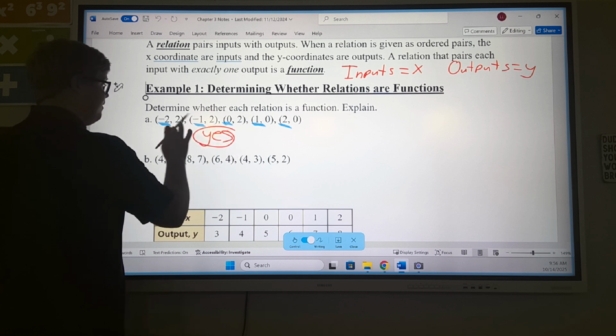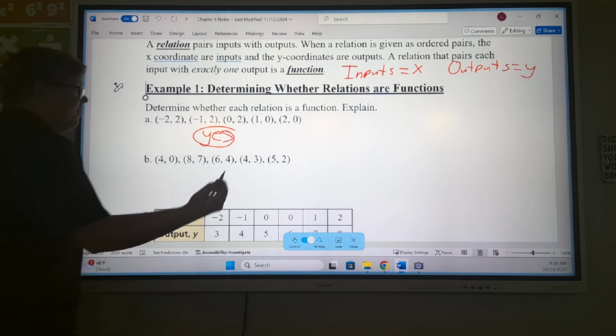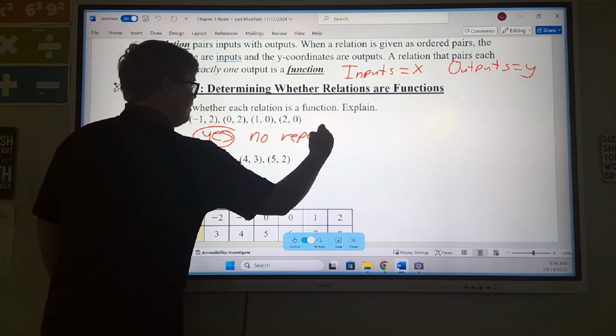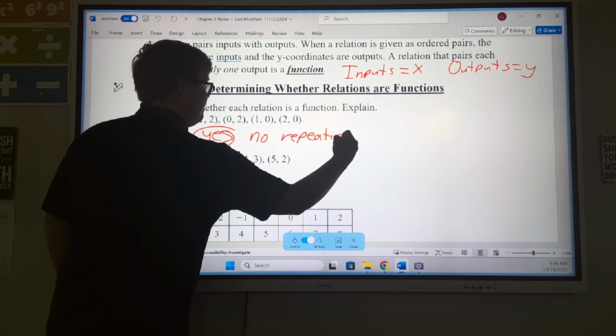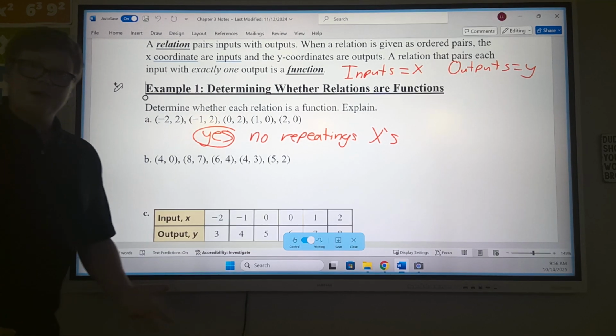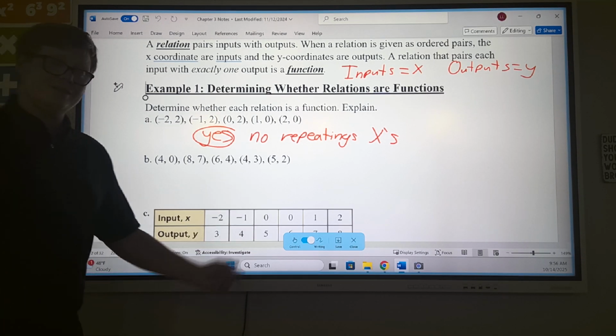So we put yes. And the way to explain that would be there's no repeating x's. You can also put, which I would like better, no repeating inputs. But I know remembering x is easier.